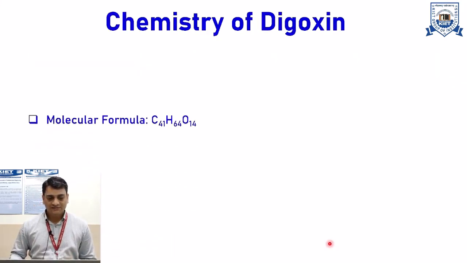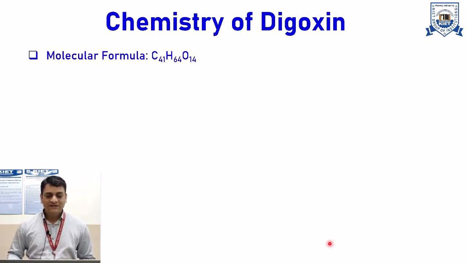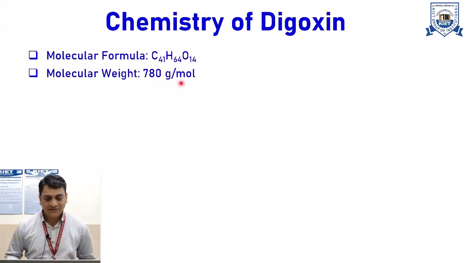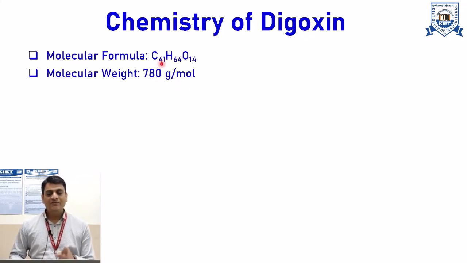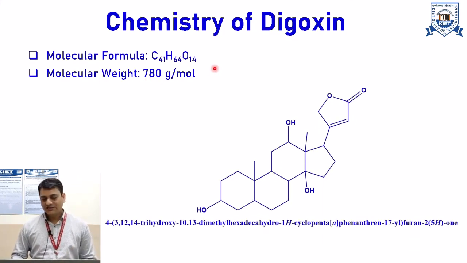Now coming to the chemistry of digoxin. The molecular formula for digoxin is C41H64O14, and the molecular weight will be 780. So here we will multiply 41 into 12, because the atomic weight of carbon is 12, 64 into 1 because the atomic weight of hydrogen is 1, and 14 into 16. After multiplying all these three, we will add all the results. After that, we will get the result of 780, which is the molecular weight of digoxin. And as you know, this is the structure of digoxin. Here you can see that this is the basic nucleus, which is a sterol ring or sterol nucleus. And at the 17th position, one 5-membered lactone ring is attached.